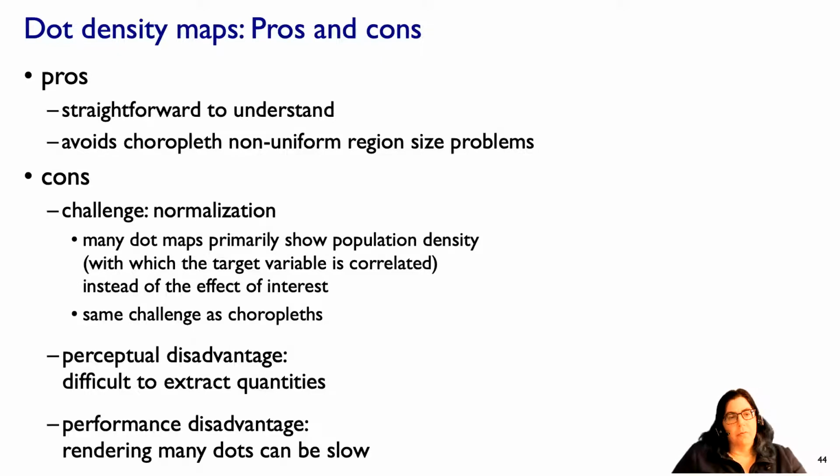Okay, what are the pros and cons of dot density maps? Well, again, these are pretty straightforward to understand, certainly more straightforward than the cartograms. And they're avoiding the non-uniform region size problems that we had with the choropleth.